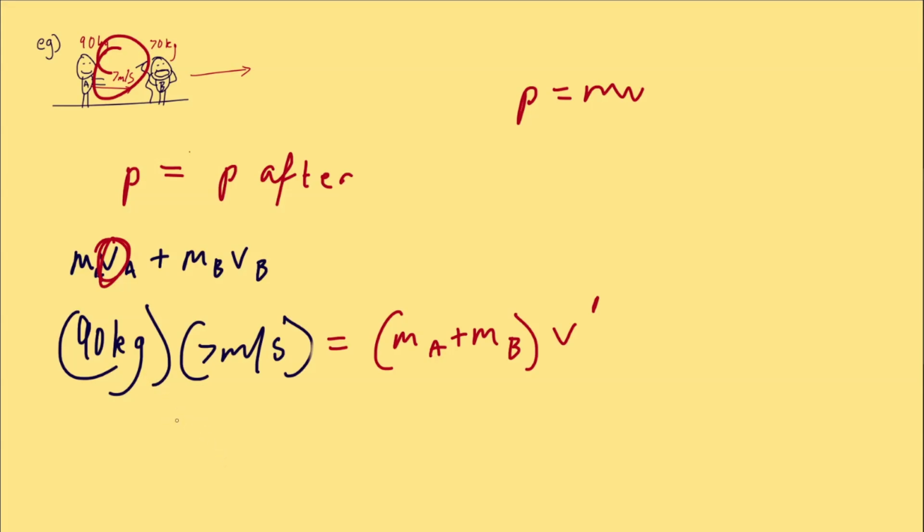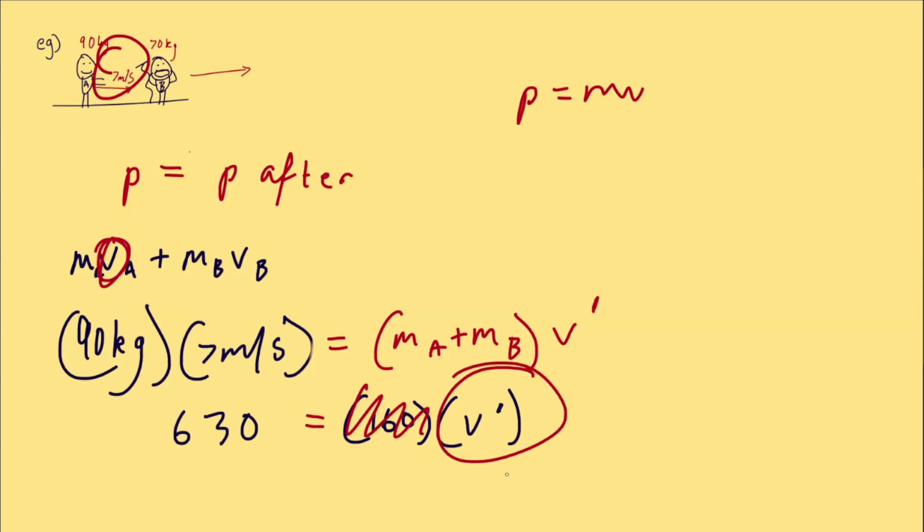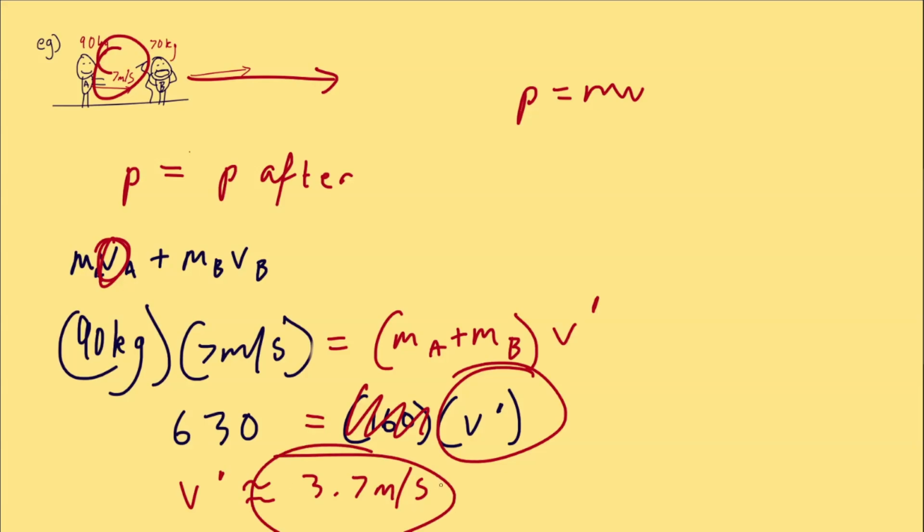Let's do the math. This is 630, and it's equal to their total combined mass, which is 160, multiplied by their final velocity. Divide both sides by 160 so that we can isolate the final velocity, by the way, is what we're looking for. Then we get final velocity is somewhere around 3.7 meters per second. So after they collide and stick together, slide off, this is how fast they're going.